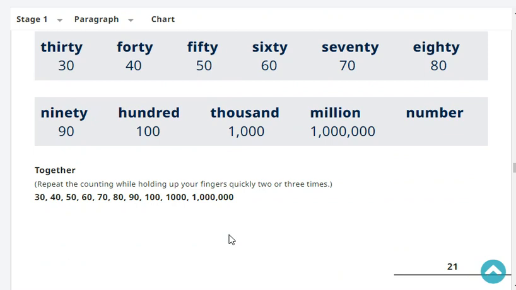Okay, read. 30, 40, 50, 60. Read everything. 50s, 60s.